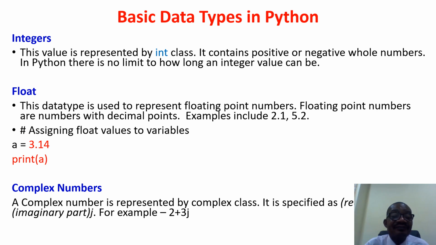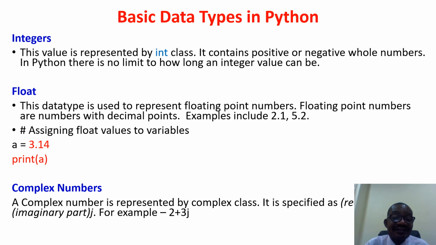Then floats. The float data type is used to represent floating point numbers. Floating point numbers are numbers that have decimal points. Examples include 2.1, 5.2, 10.7, and the rest of them. When assigning floating point numbers to variables, we just have, for example, a is equal to 3.14. That is a typical floating point number that has been assigned to a variable a. When we print a, it will give us 3.14.